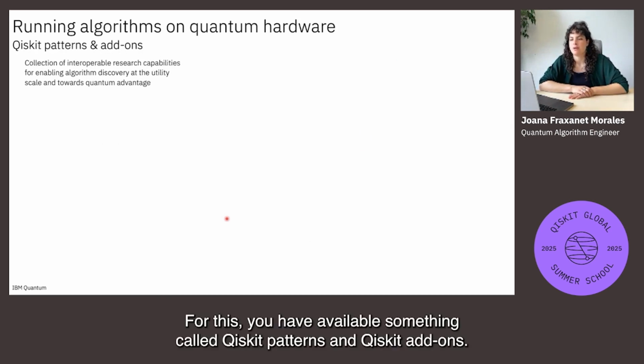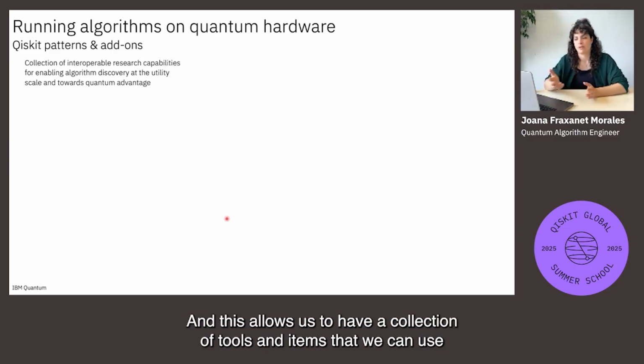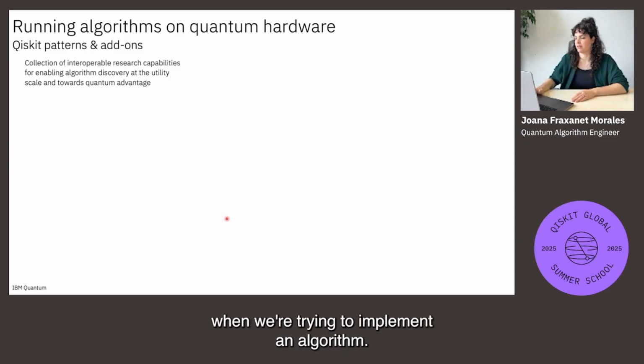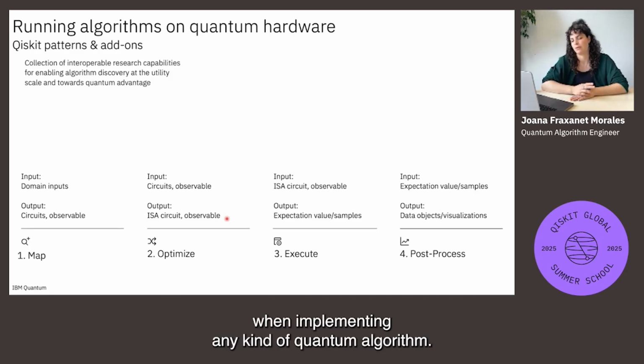For this, you have available something called Qiskit patterns and Qiskit add-ons. These are two different things. This allows us to have a collection of tools and items that we can use when we're trying to implement an algorithm. These tools are based in different steps. These are the steps that one needs to follow when implementing any kind of quantum algorithm.